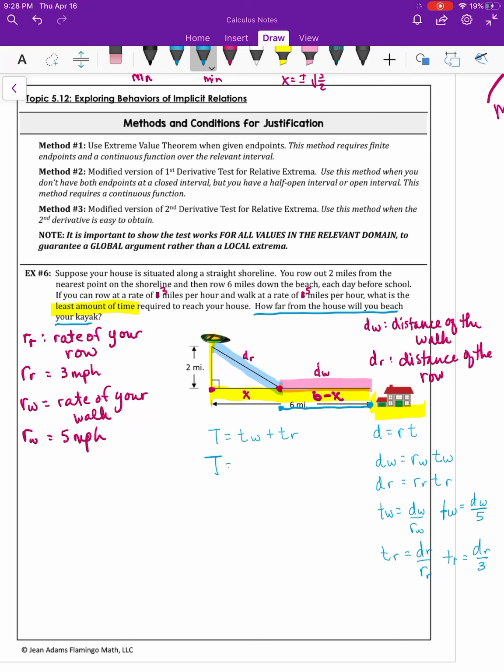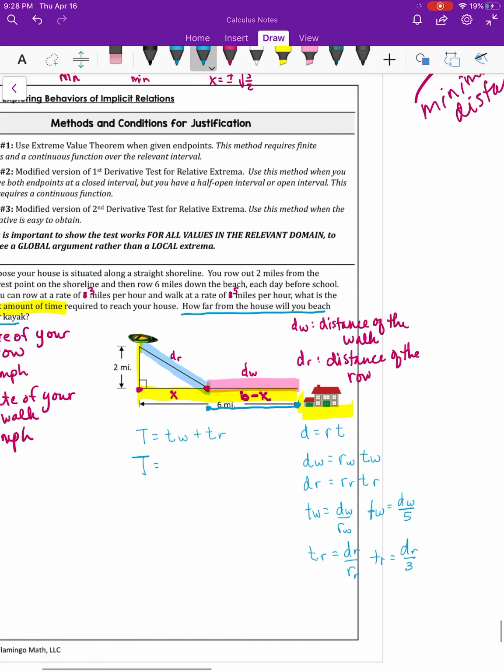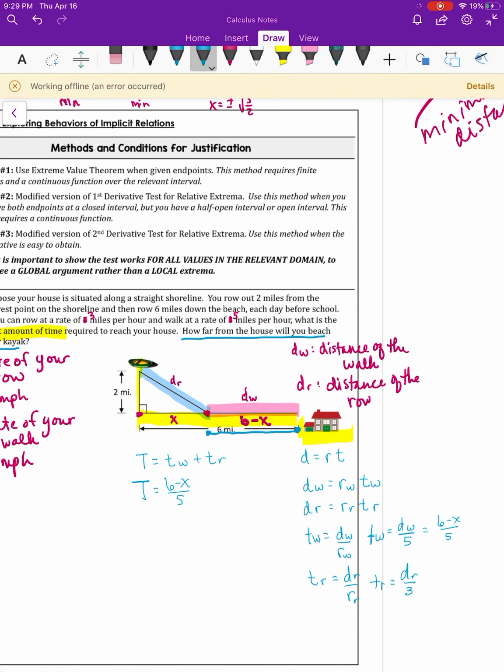Okay? So now I would like to get a relationship here for x, for both D sub W and D sub R, because I would like this total time to be in terms of x. Well, I know my D sub W is 6 minus x, right? So my T sub W is going to be 6 minus x over 5.